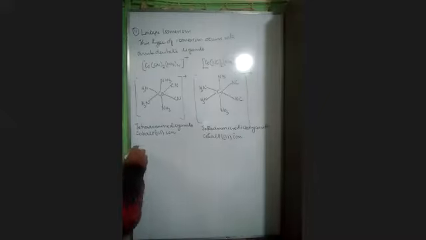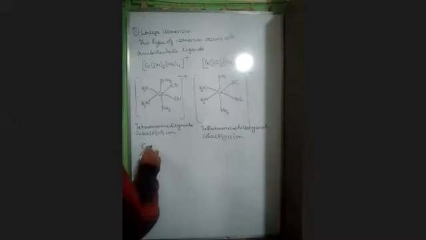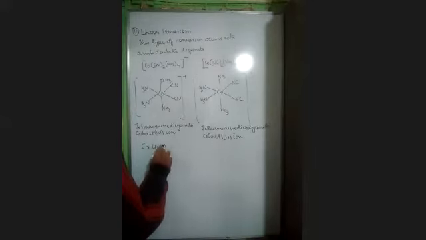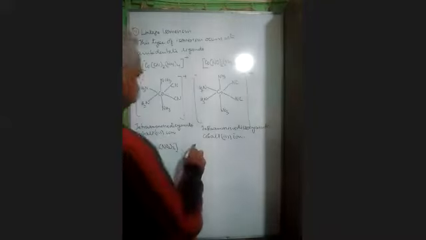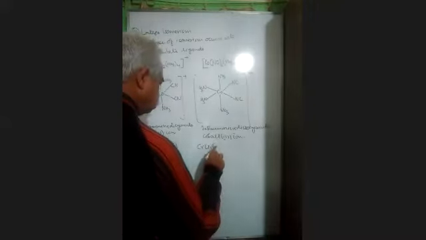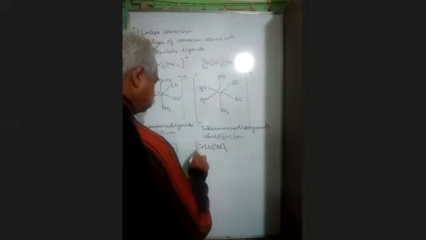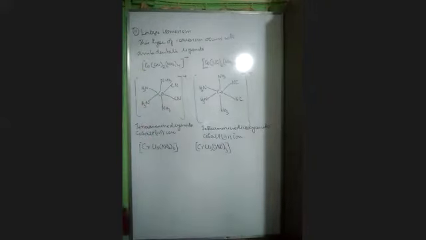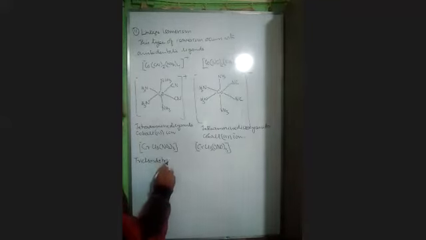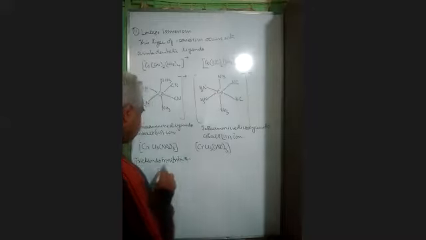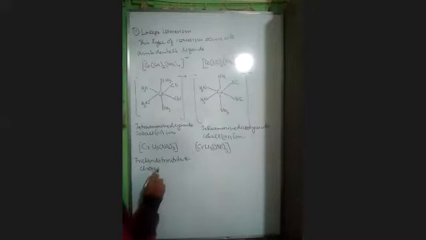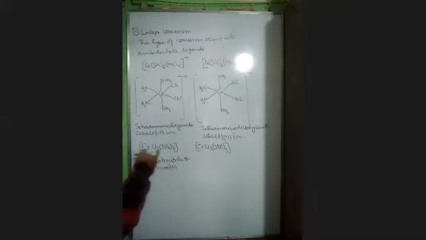Next one, so it is this. Cr, Cl3, this. This is trifluorido trinitrito chromium(III). This is a neutral one. See, this is plus 3.